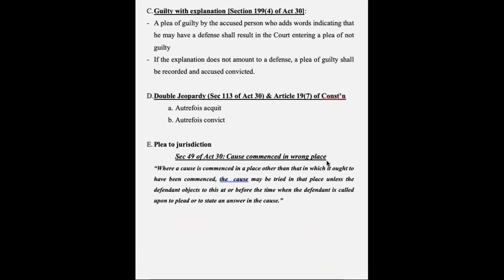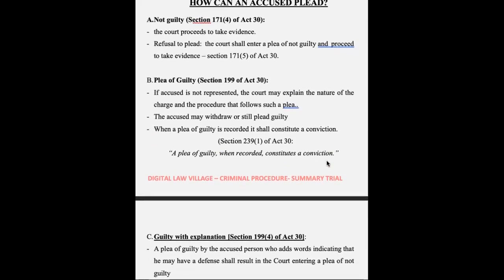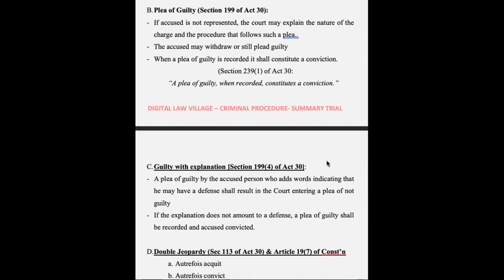So section 49 is very critical as far as the options available to the accused person are concerned. At this point, we've dealt with about 5 options open to the accused person when called upon to plead. Not guilty, section 171 subsection 4 has the implication that the court shall proceed to hear the case. Plea of guilty, section 199. The court will have to explain the nature of the charge to the accused person and the procedure that follows such a plea.